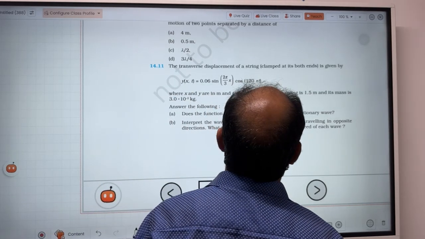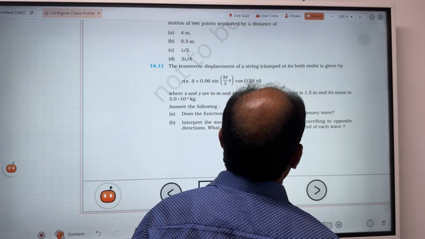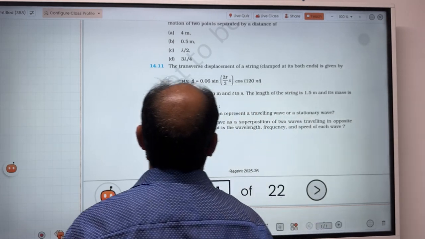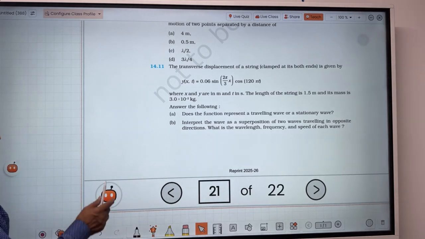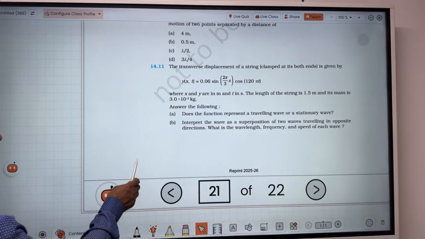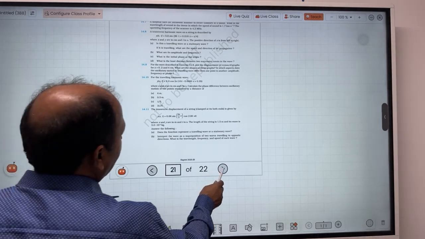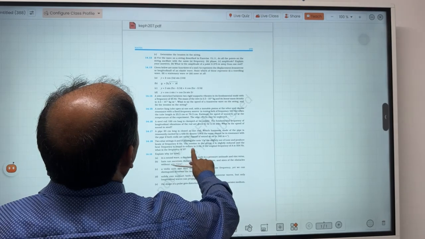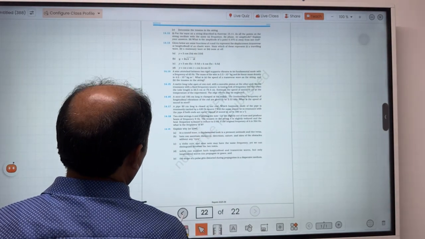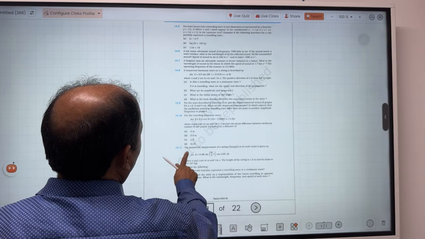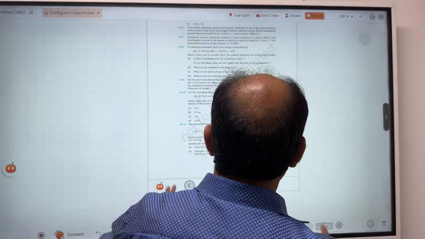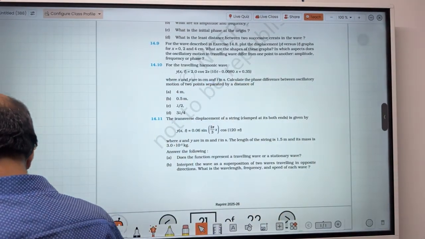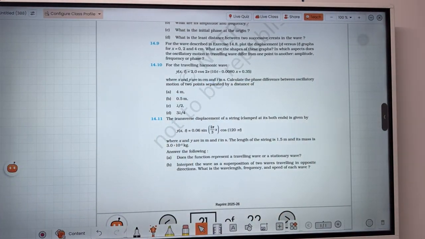Number 1, does the function represent a traveling wave or a stationary wave? Interpret the wave as a superposition of two waves traveling in opposite direction. What is the wavelength, frequency and speed of each wave? Correct. So obviously this will be a standing wave. In this question 3 parts are there. One more part is there: determine the tension in the string. So we will apply the formula for speed to get the tension, but before that let's try its different parts, so we can evaluate.